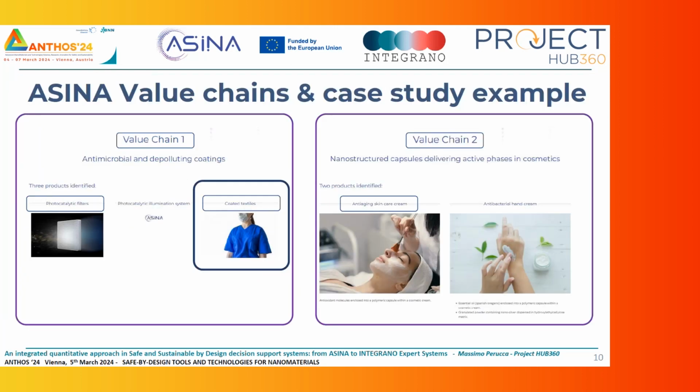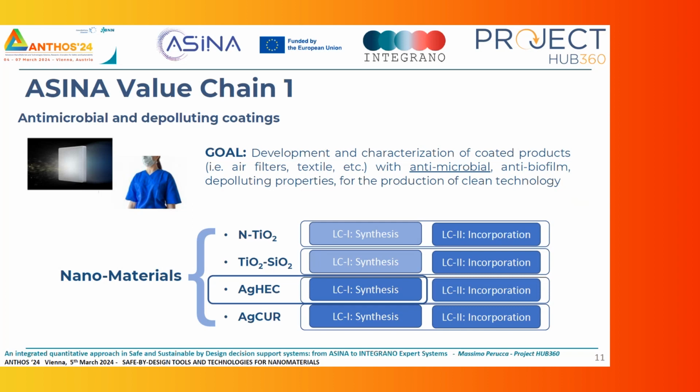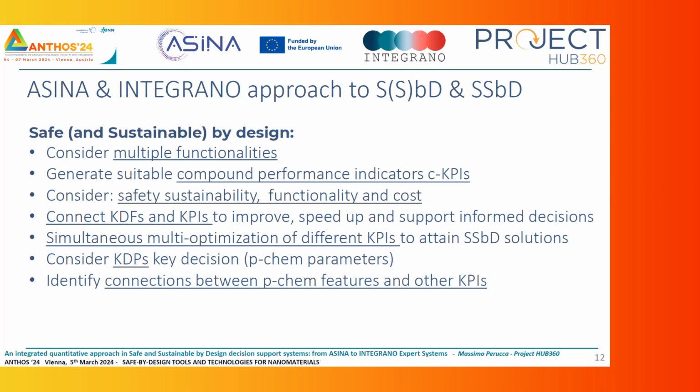Let's see some specific cases, one which is representative. I want to select one of the many cases addressed within Azina. This is the value chain one, the synthesis of antibacterial nanoparticles. And among all those, this is life cycle stage one, synthesis of silver hydroxyl cellulose.